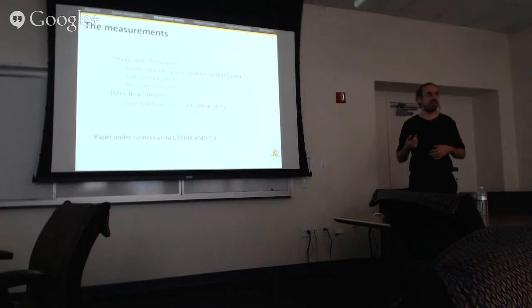And then I look at the transient behavior. So what's the latency development over time from when the competing flows start up? How quickly do the algorithms react and keep the latency under control?